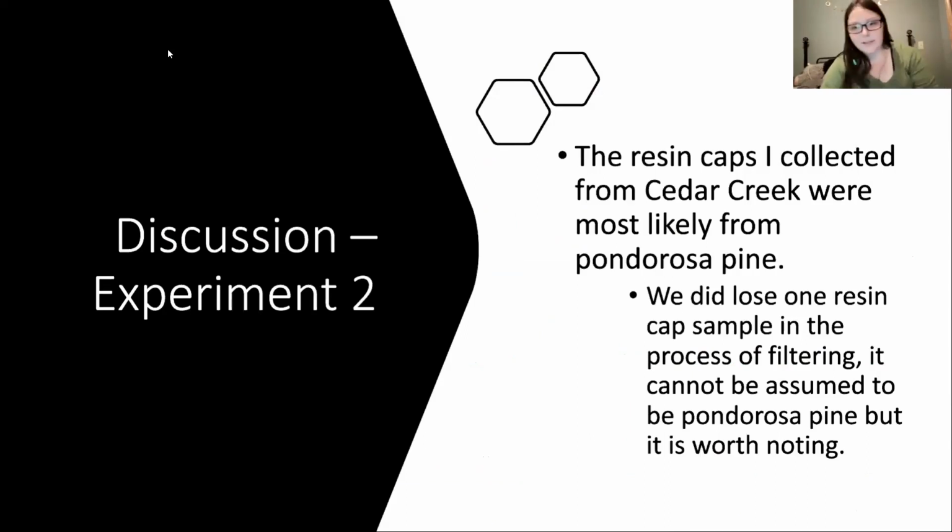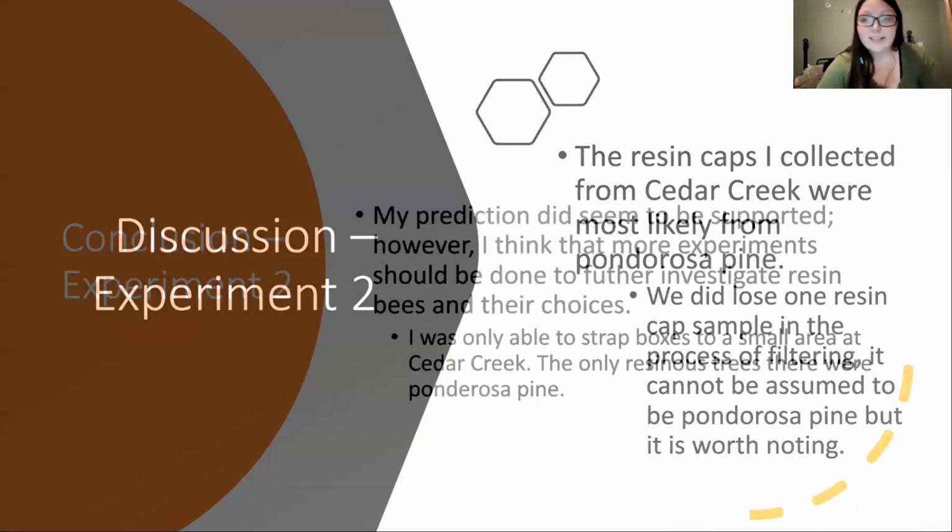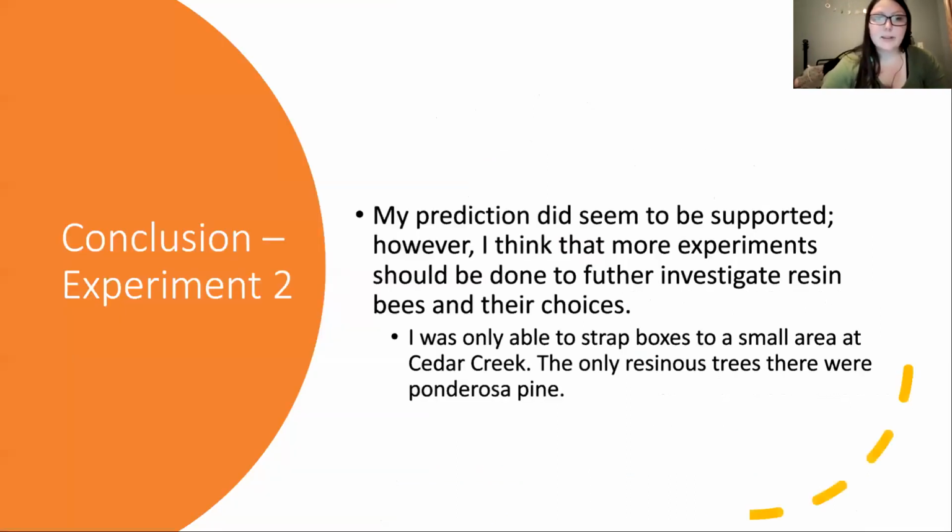We did lose one resin cap sample in the process of filtering it. It cannot be assumed to be ponderosa pine, but it is worth noting that there was one more. My prediction did seem to be supported. However, I think that more experiments should be done to further investigate resin bees and their choices. I was only able to strap boxes to a small area at Cedar Creek, and the only resinous trees in that area were ponderosa pine. So I do think that the resin there was a scarce resource in a way.